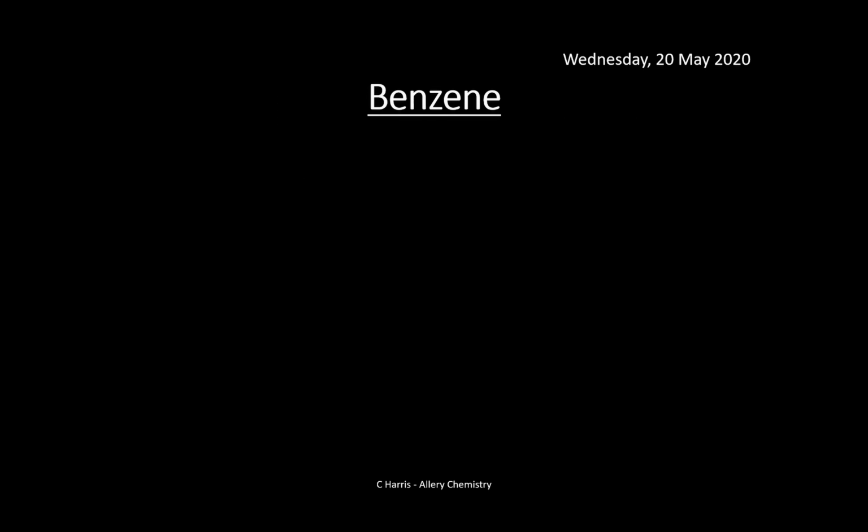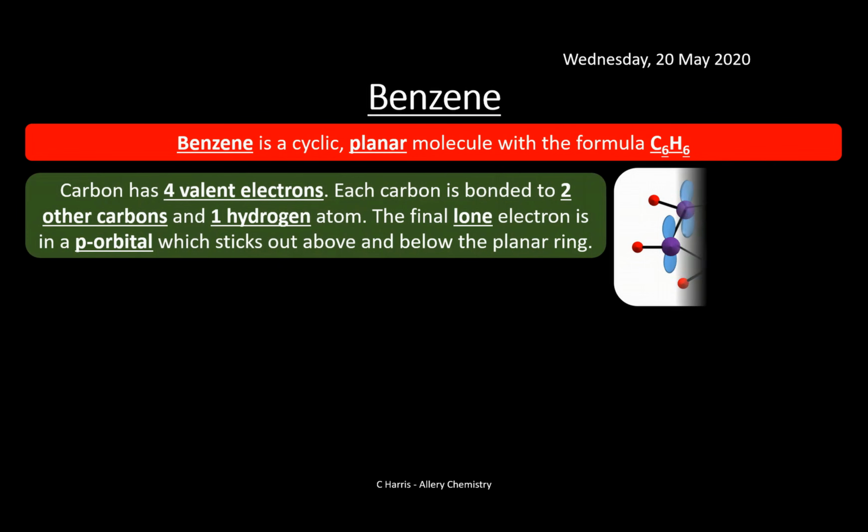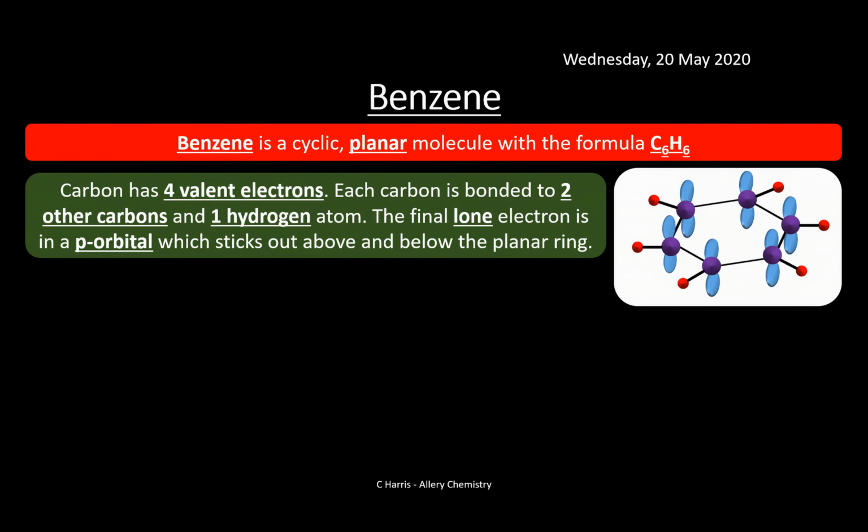Okay, so the first thing we're going to look at is benzene. Benzene is a cyclic compound. It's planar, so there's no bits sticking out of it, it's just a flat molecule, and it has the formula C6H6. Carbon has 4 valence electrons. Each carbon is bonded to 2 other carbons and 1 hydrogen atom, and so the final lone electron is in a p orbital, which sticks out above and below the planar ring.